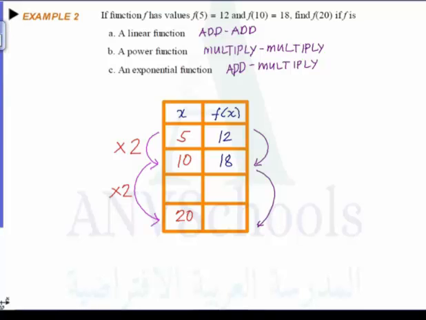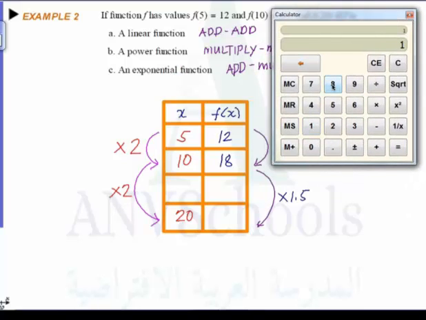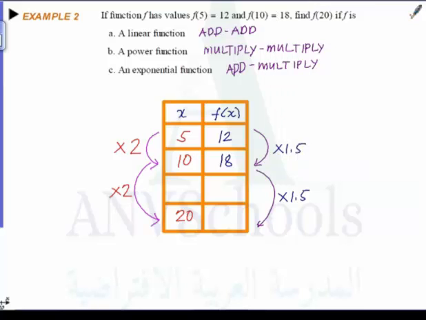So we could actually form a conclusion that it is multiplied by 1.5, and this one should also be multiplied by 1.5. Therefore, our f of 20 should be 18 times 1.5. We have our calculator here. 18 times 1.5 is equal to 27. So our f of 20 should be equal to 27. Okay, so that's for the power function.